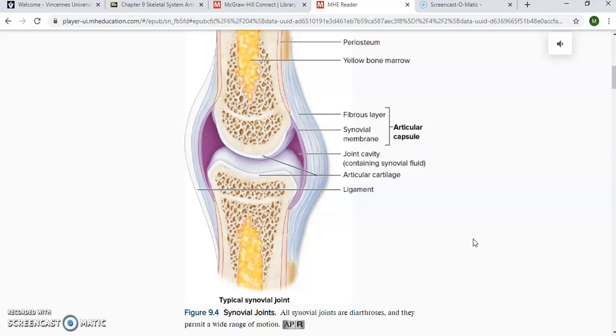That makes them synovial and they're freely mobile. But they have some other structures that also you would see in any synovial joint in the body. So that's what this objective is about.